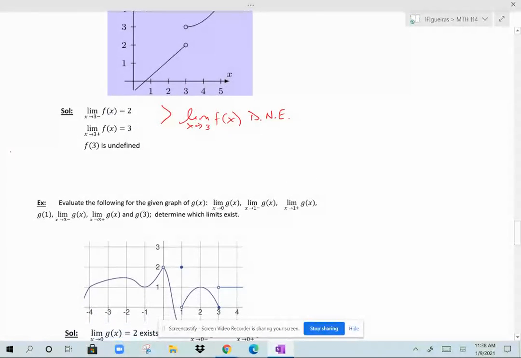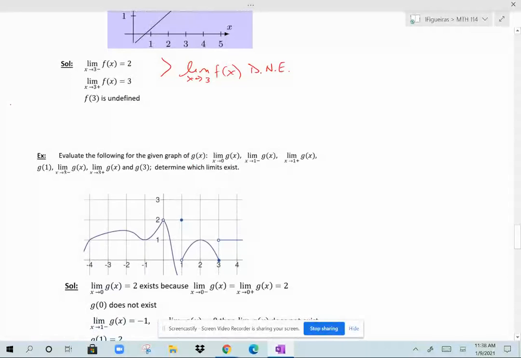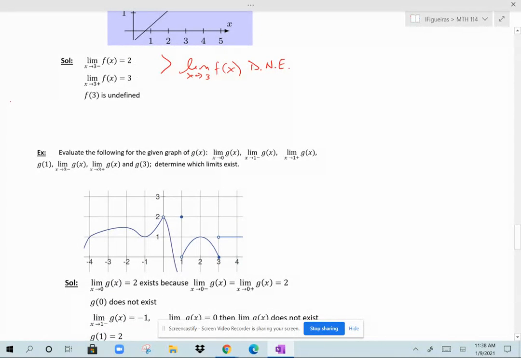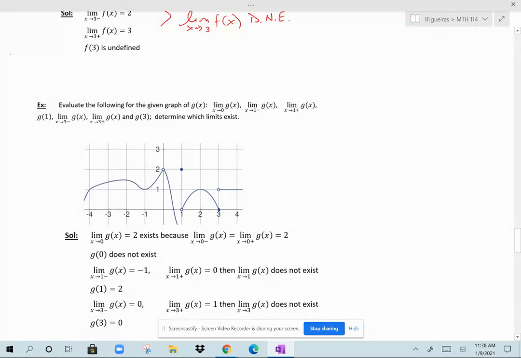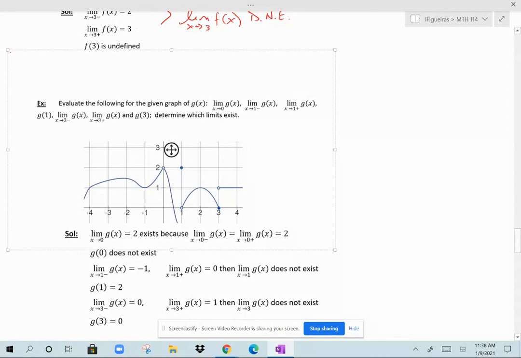All right, so here's another graph. We want to evaluate the following for the given graph of g of x. We want to evaluate the limit as x approaches 0. And so as x approaches 0, you need to evaluate that both from the left and the right. So from the left side, if I follow the path, this looks like it's going towards 2. On the right side of 0, it's also approaching 2. So the limit as x approaches 0 of g of x is equal to 2. So the limit exists. And that's again because the left and right hand limits are the same.